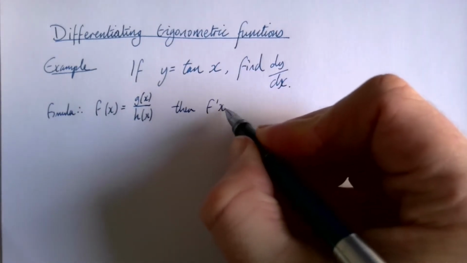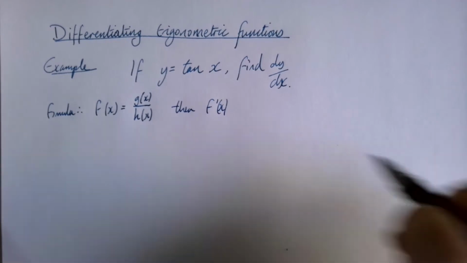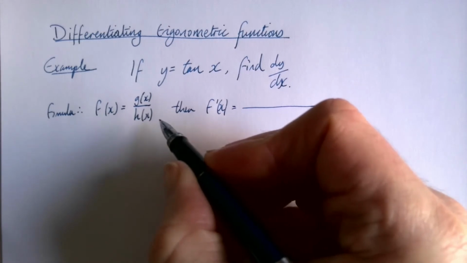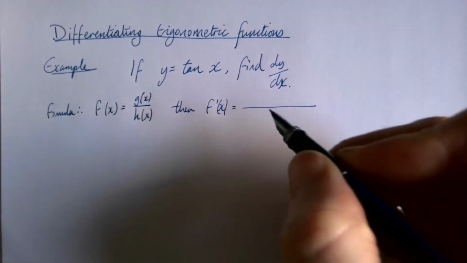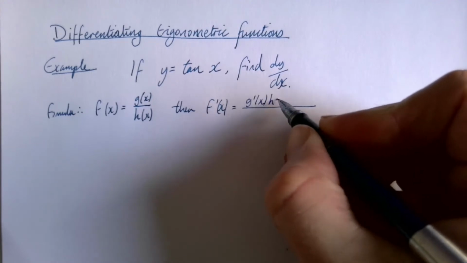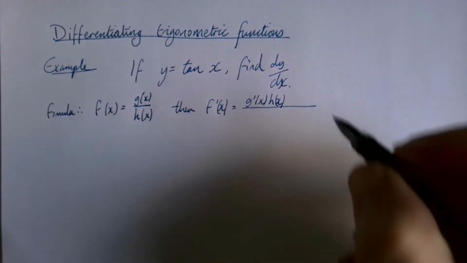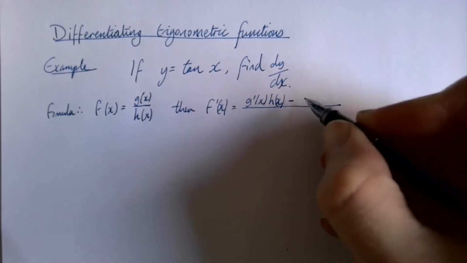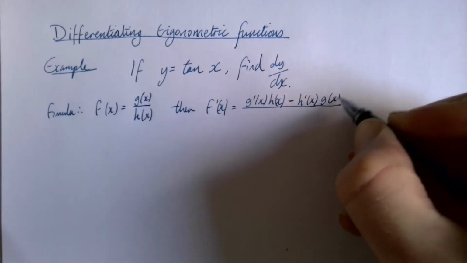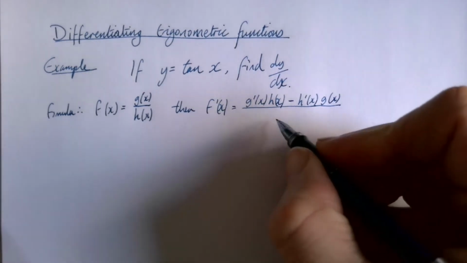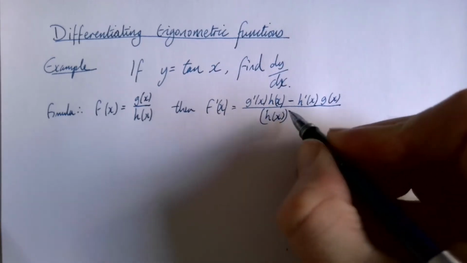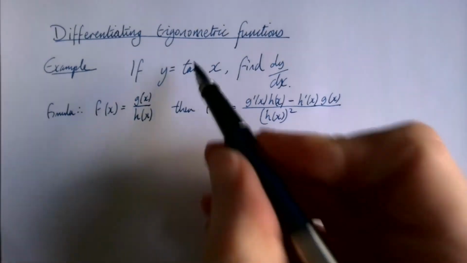What we're then thinking of is that its differential is going to be: you take the differential of the one on the top and you multiply it just by the function on the bottom, and then you take from that the reverse, so the differential of the one on the bottom multiplied by the one on the top, and underneath you get the one on the bottom squared.